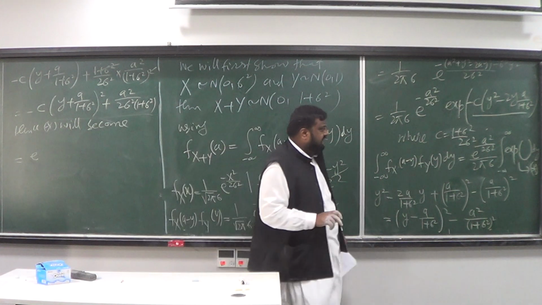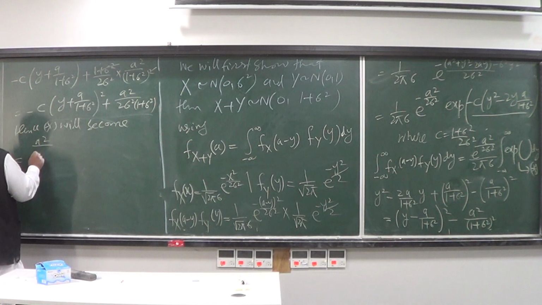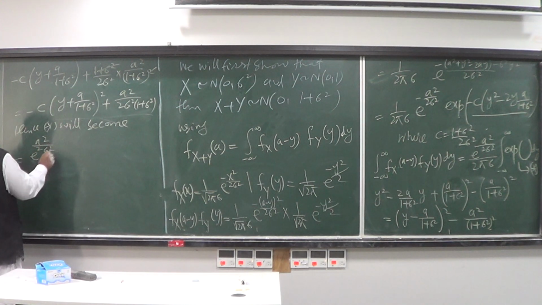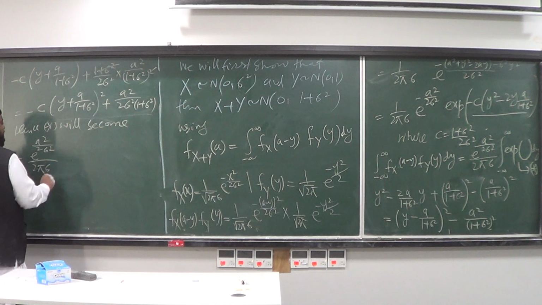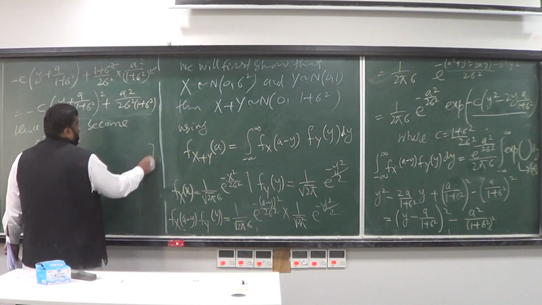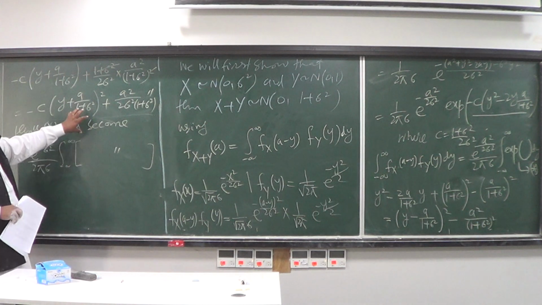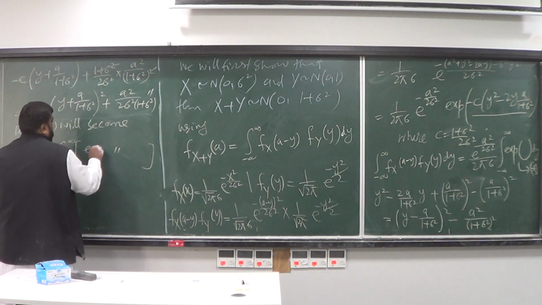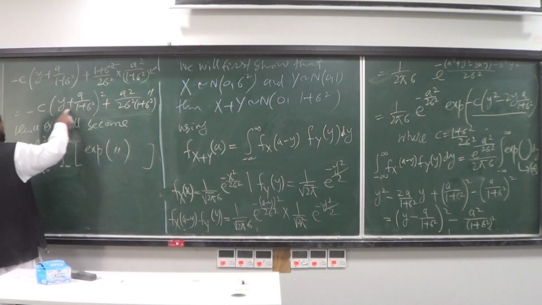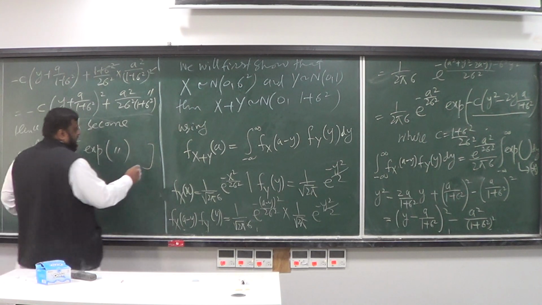e to the a square over 2 sigma square over 2 pi sigma, and the integral from minus infinity to infinity of the exponential of this, with respect to dy.